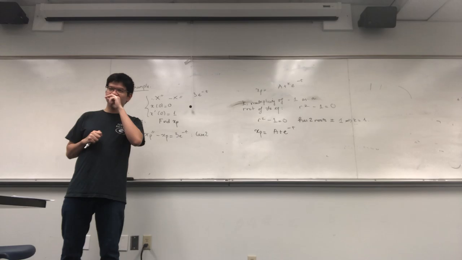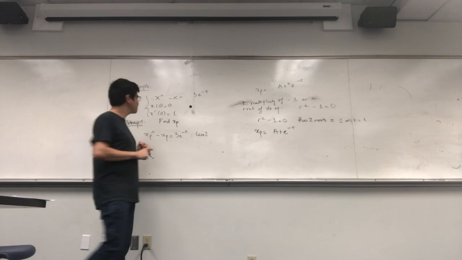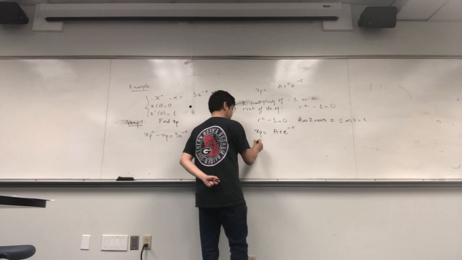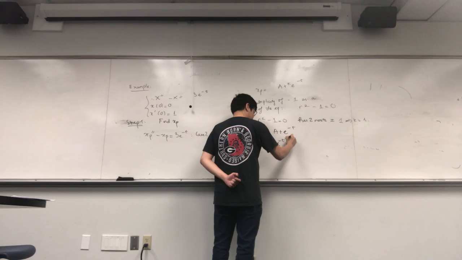Now we're going to plug this form into the original equation to find A. So x_p prime will be A t e to the power minus t. What is the value of this?